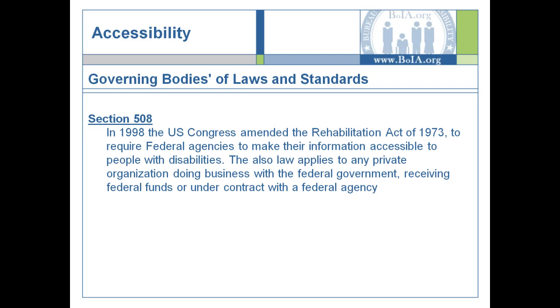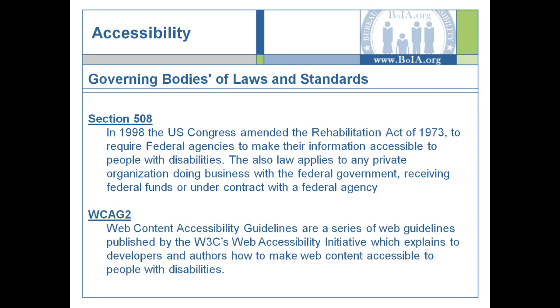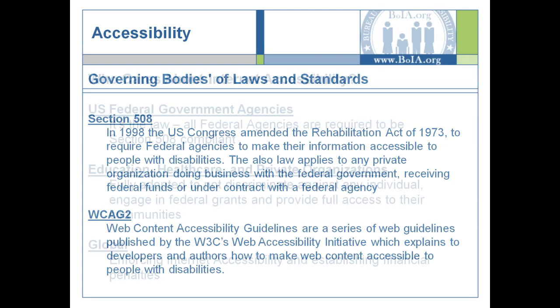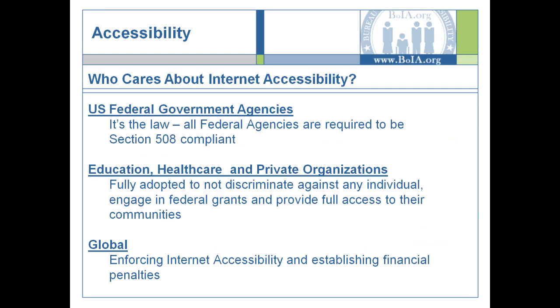WCAG 2, the Web Content Accessibility Guidelines, is once again a series of guidelines and rules established by the W3C's Web Accessibility Initiative, WAI, which explains to developers and authors how to make their content accessible to everybody. So you have all of these laws and rules in place to help improve your website.